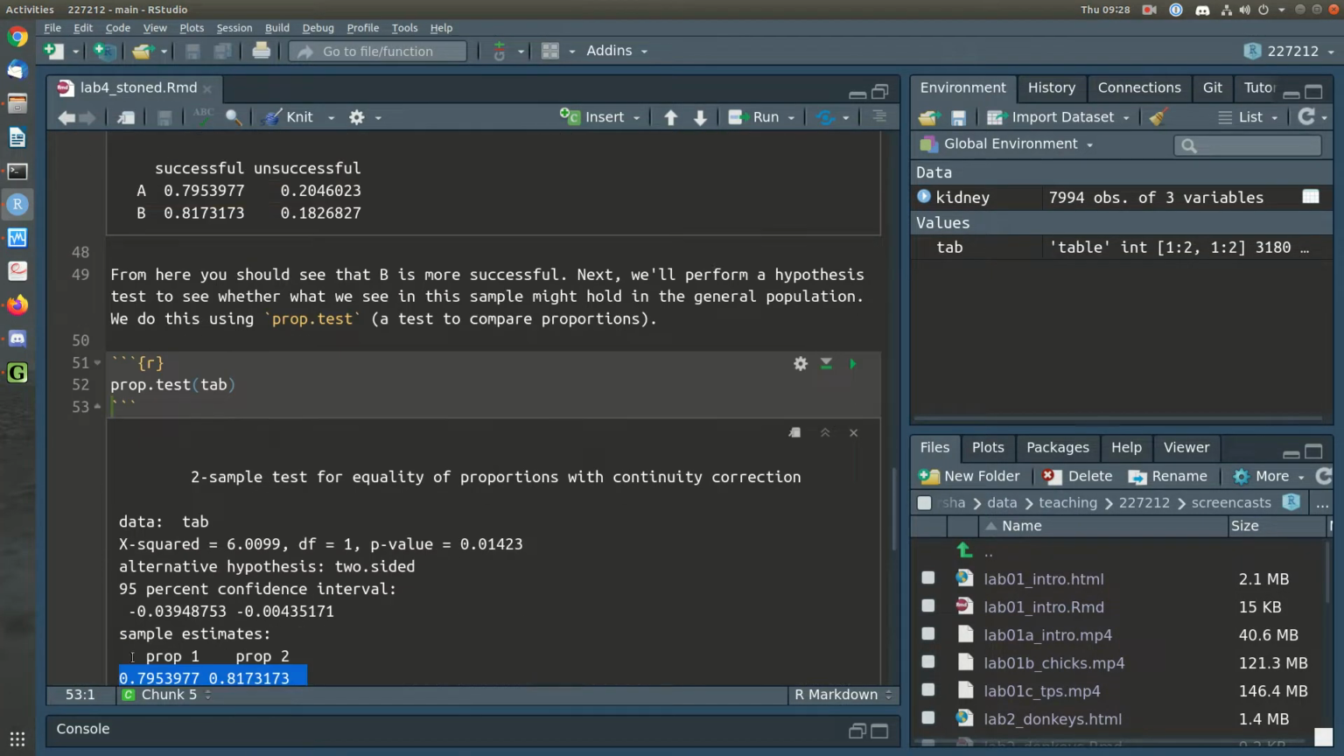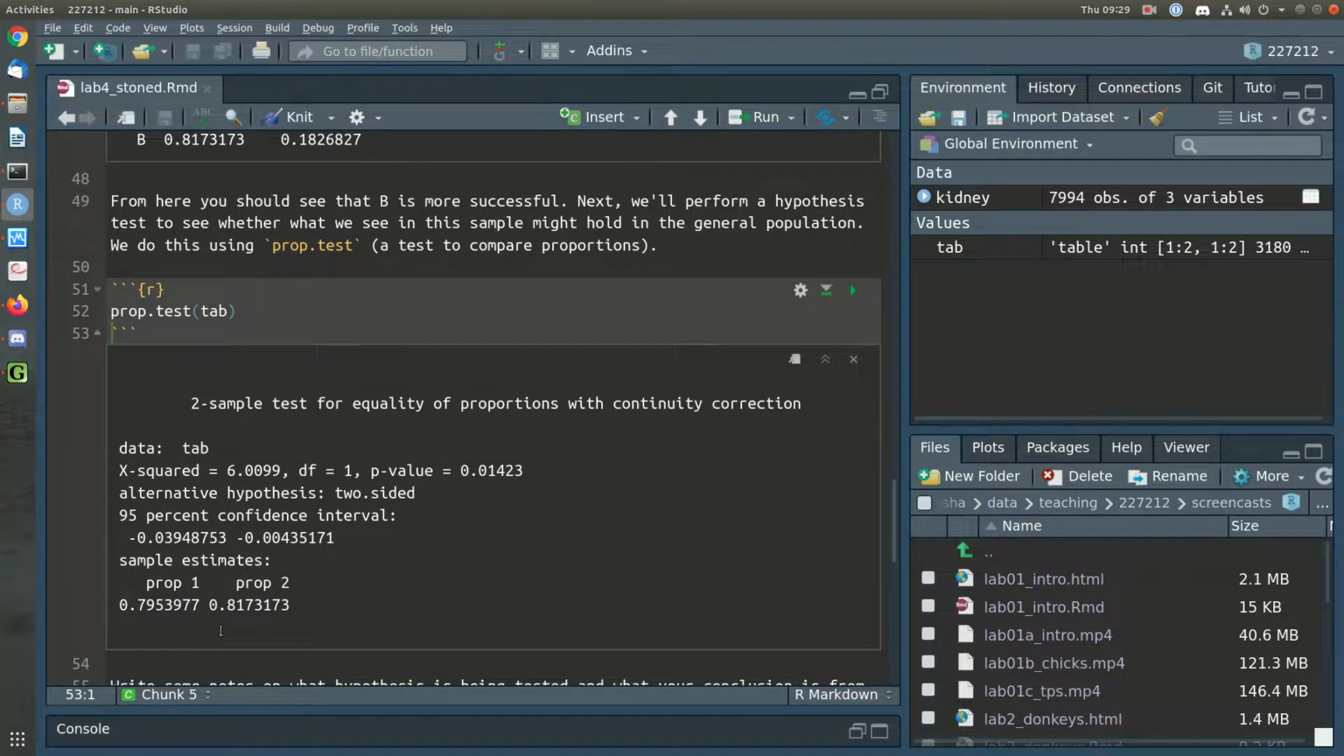You can see here that proportion 1 must be A, right? It's the first row in our table, so it's the same number there, and proportion 2 is for B. So you can see in our sample we had a difference, right?